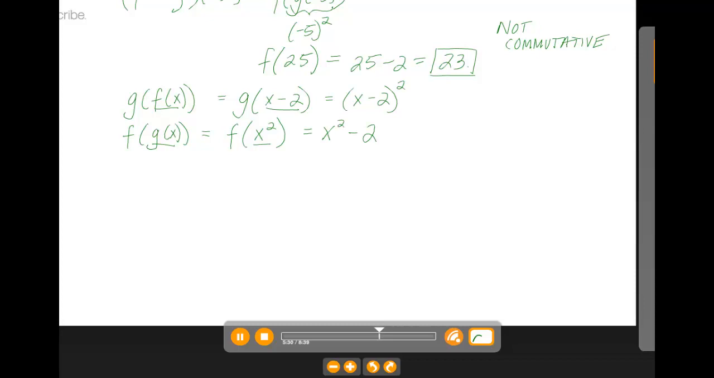And now we can really see, oh yes, these functions are not the same. The quantity x minus 2 squared versus x squared minus 2, those are definitely not the same thing. So that should make sense that we didn't get the same numbers right above.